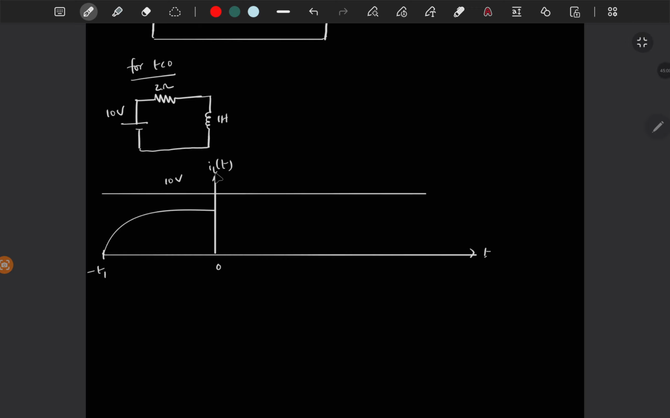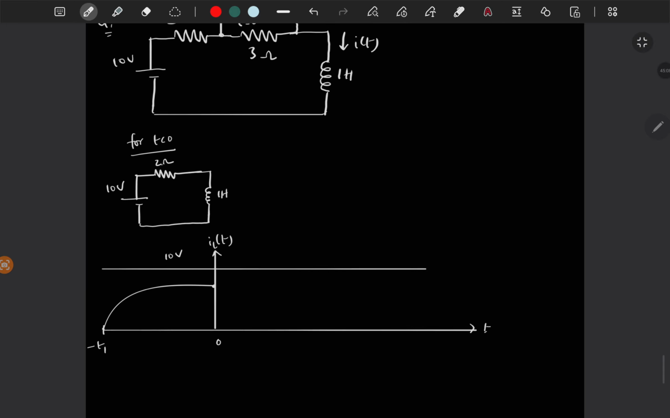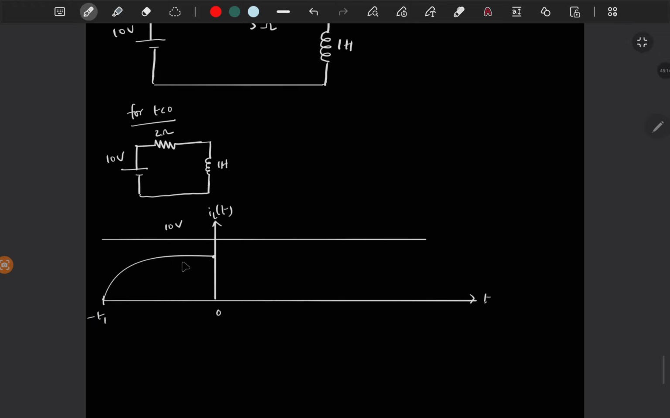So this is 10 volt, just for reference. And what about this final current? If this is short circuited, then you will get 10 by 2, which is 5 amps. So I'm writing directly, I'm not going to draw the circuit again.